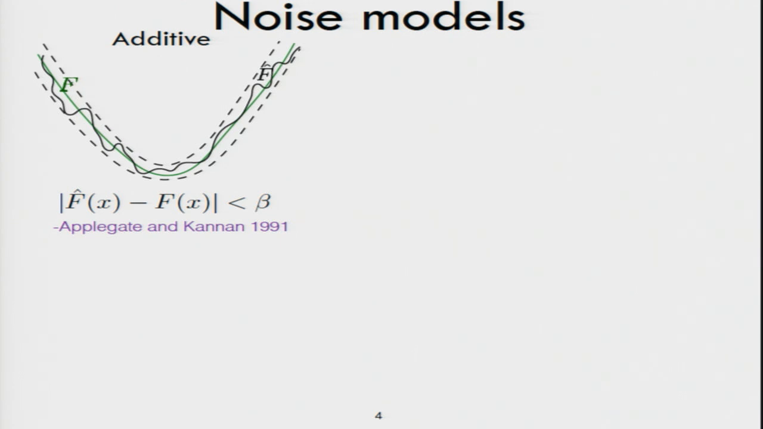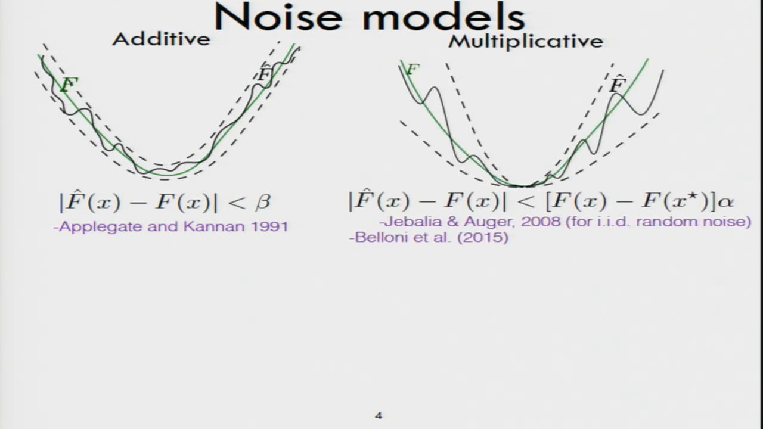In order to analyze algorithms for this general problem setting, we need to assume some model on the error of this approximation f hat, which we call the noise. The simplest noise model we can assume is the additive noise model. In this case, the error, f hat of x minus f of x, is assumed to be uniformly bounded by some constant beta. This situation was first analyzed by Applegate and Kannan.